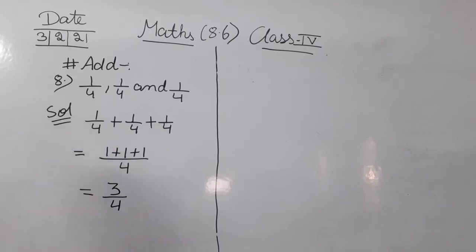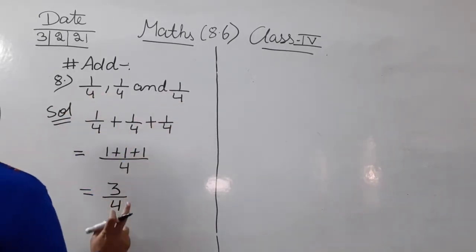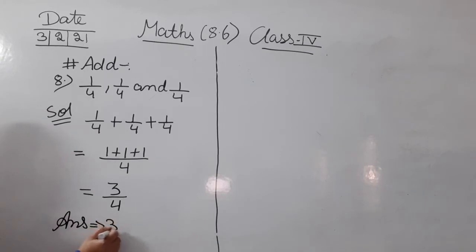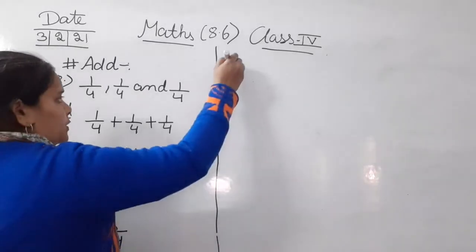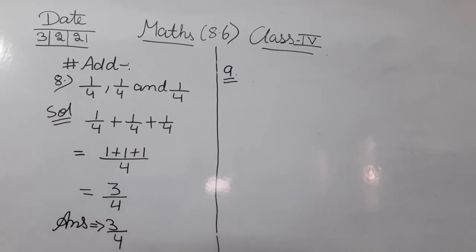So after adding these 3 fractions, 1 upon 4, 1 upon 4 and 1 upon 4, we got the answer, that is, answer is 3 upon 4. So this is the answer we got here, that is 3 upon 4. Okay, चलिए, moving next to the question number 9, that is also a fraction. Okay, addition of the fractions.